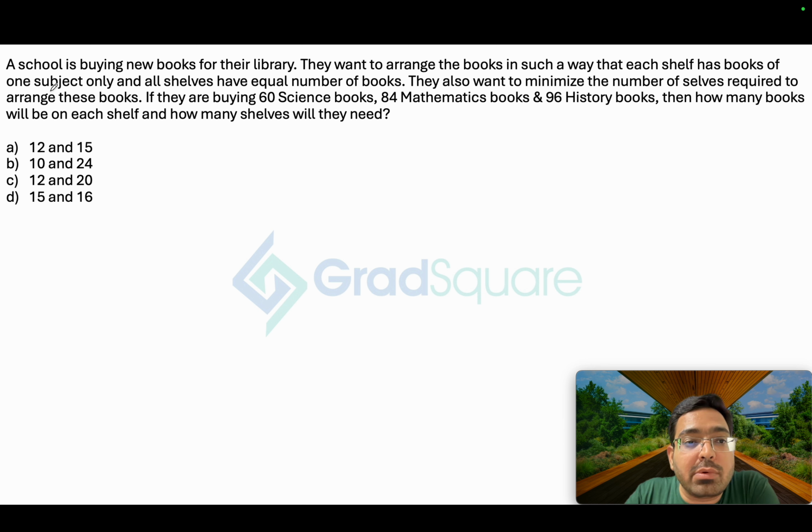Now these are two important conditions that you need to keep in mind, that a shelf will contain books only from one subject and all shelves should have equal number of books. That is also being spoken about. They also want to minimize the number of shelves required for these books. That is also given to you in the question.